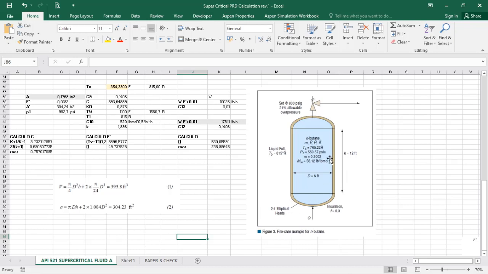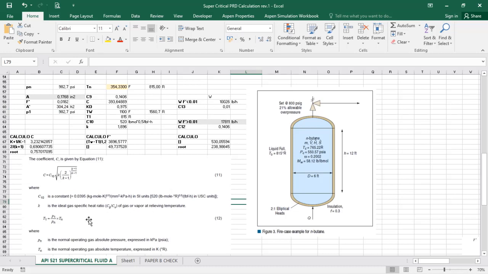As we have an elliptical heads vessel here, we'll use this equation. So based on this equation and the information of diameter and the height of the vessel, I reach an exposed area of 304.23 square feet. So this information I add to my spreadsheet.